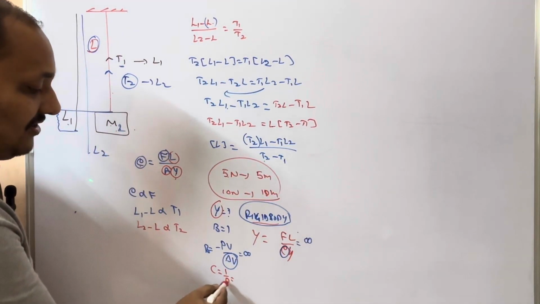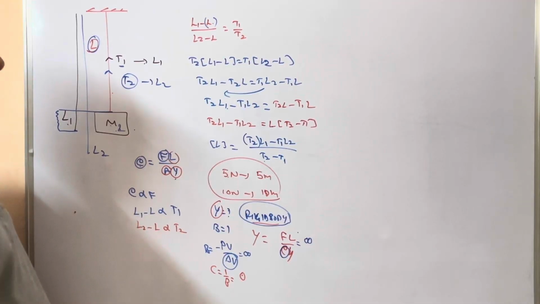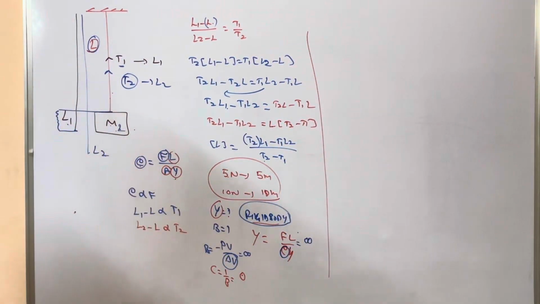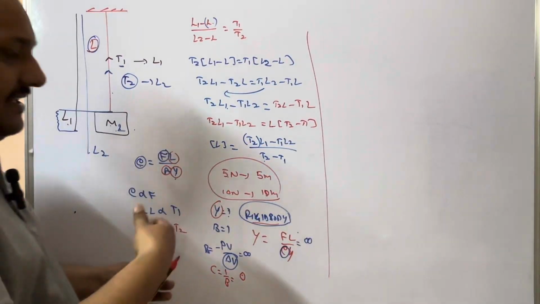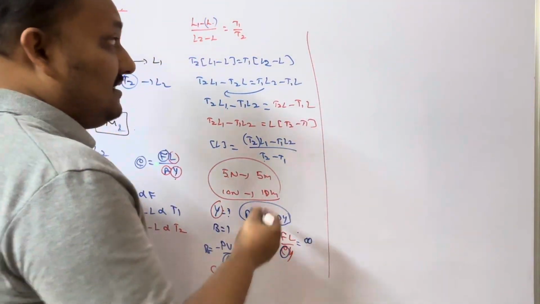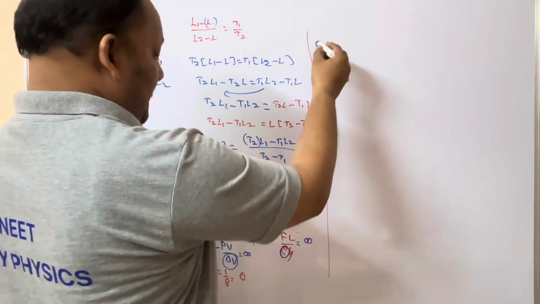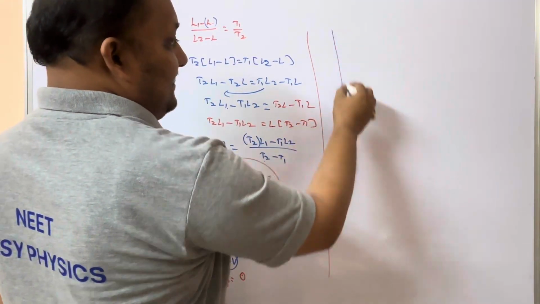What is the compressibility, they will ask. Compressibility is the reciprocal of bulk modulus, so that is going to be 0. Like this, they will ask some questions on elongation or Young's modulus. Still more will be there; we will discuss them in the problems session after completion of the syllabus. Next, two different wires.